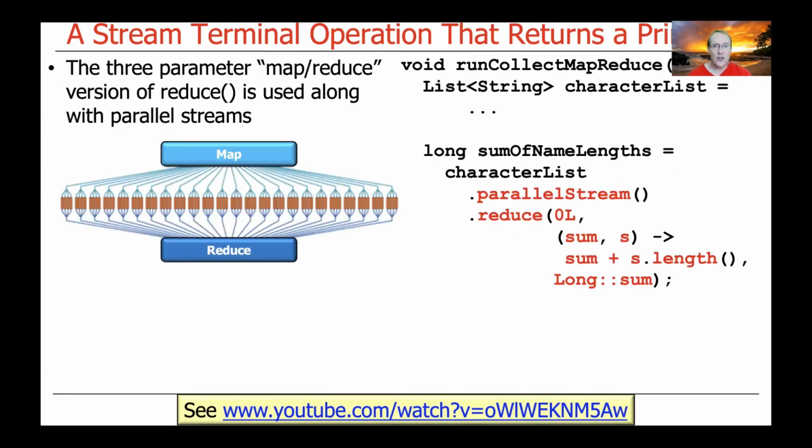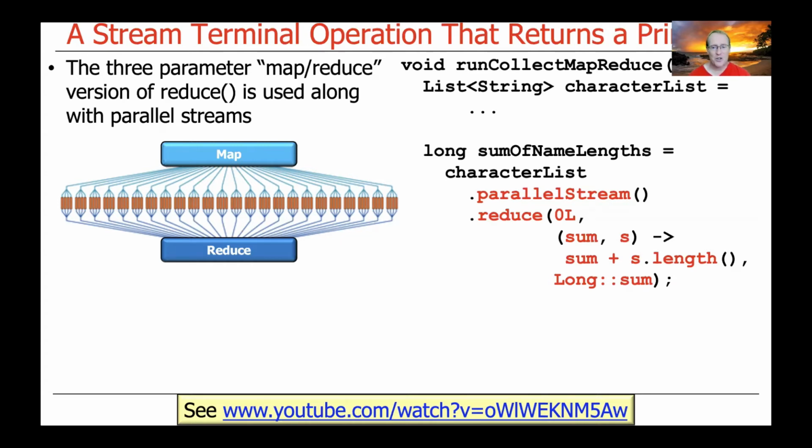There's also a 3-parameter version of reduce that's the so-called map-reduce version. And this is intended for use with parallel streams. Now, using parallel streams is overkill for something as simple as this example, but imagine we had a much larger example where we had thousands of character name lengths that we wanted to add up and sum. In that case, it might make sense to run these things in parallel.